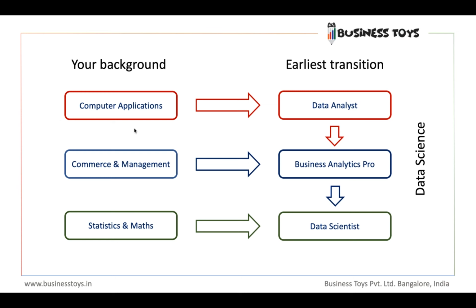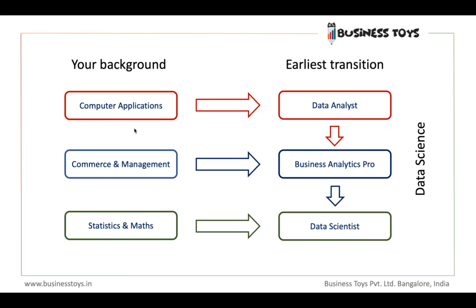And the people who fall under the science and mathematics category, who have studied statistics and mathematics, maybe from engineering or BSc MSc domains, who have struggled with different techniques of linear algebra, calculus and so on, can straight away target data scientist profiles. Now, it's not like a data analyst cannot become a business analyst, or a business analyst cannot become a data scientist. They can, but I'm talking about the immediate thing that you can do.